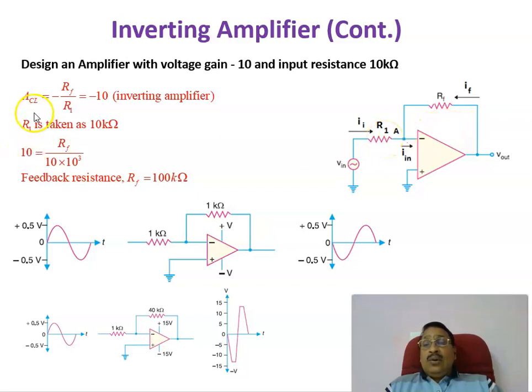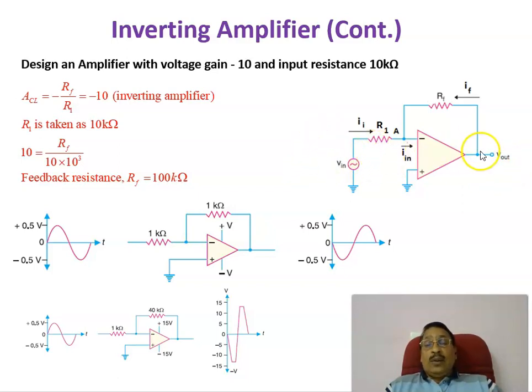And now we can substitute this. The magnitude of the gain should be equal to 10. Therefore, 10 is equal to RF divided by R1, and you get RF equal to 100 kilo ohm. Therefore, to get a gain of 10 with an inverting amplifier, R1 is taken as 10 kilo ohm and RF is taken as 100 kilo ohm. The gain is given by 100 divided by 10, so 10 is the gain. If you apply 1 volt here, you will get minus 10 volt.